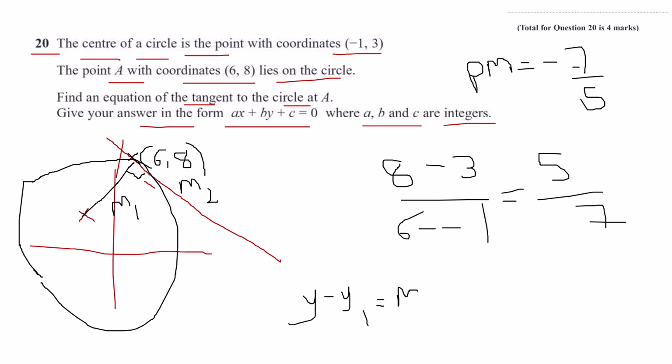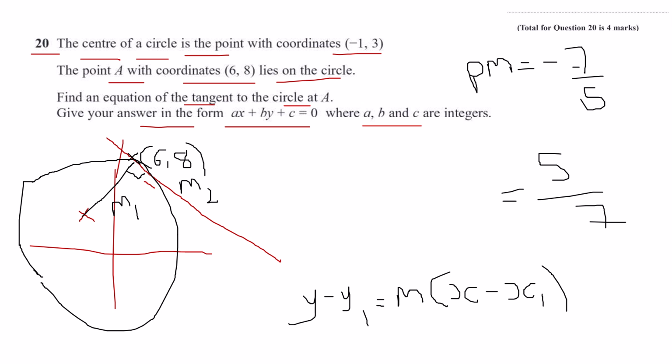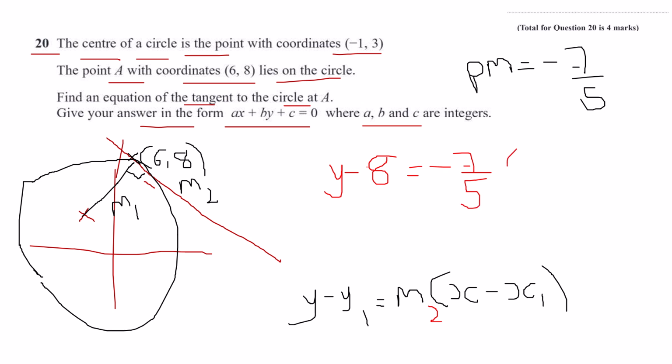The reason for that is because this time it wants the answer in the form ax plus by plus c equals 0, so we don't have to worry about y equals mx plus c. This is a formula that is more used in A-level maths. So you're going to have y minus y1, the y coordinate of 8, is equal to m, which is m2 in this case, so -7/5, brackets x minus x1, where the x coordinate is 6, so x minus 6.